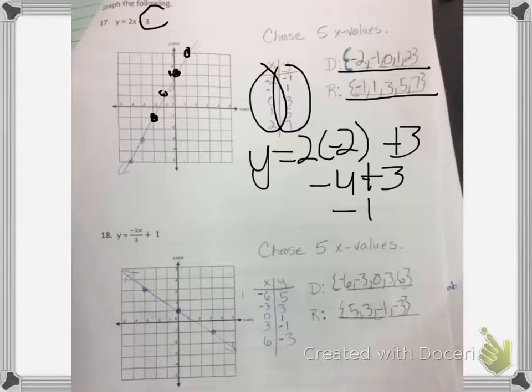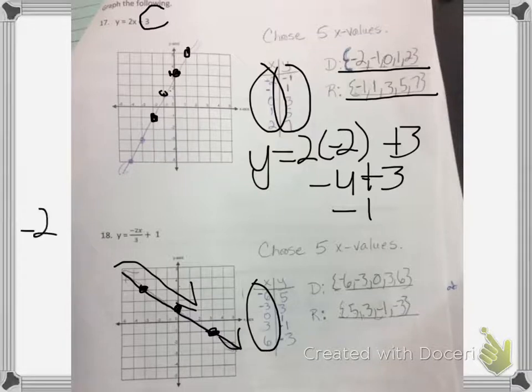Do the same thing for number 18. Start at 1. It's a negative graph, go up 2 over 3, down 2 over 3. So I have a negative graph here, going down from left to right, going downhill. And then I list my x values, plug them in just like I did before. Notice I use -6, -3, 0, 3, and 6.